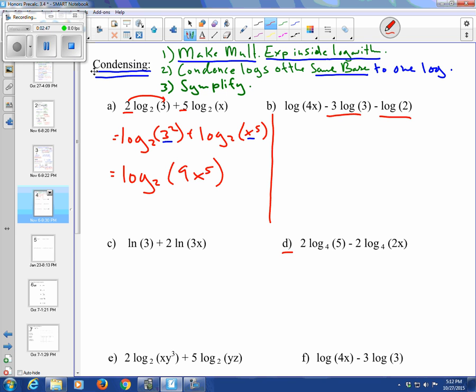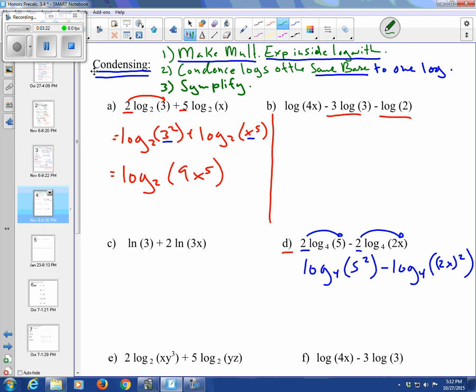Right here, we've got D is 2 times log base 4 of 5 minus 2 times log base 4 of 2x. My first step is to take the multiplications of 2's out front and bring them inside my logarithms and make them exponents. Right here, I've got log base 4 of 5 squared, and then minus log base 4 of 2x squared. I want to remember that that 2x is being squared, not just the x, so we're going to put parentheses around that.